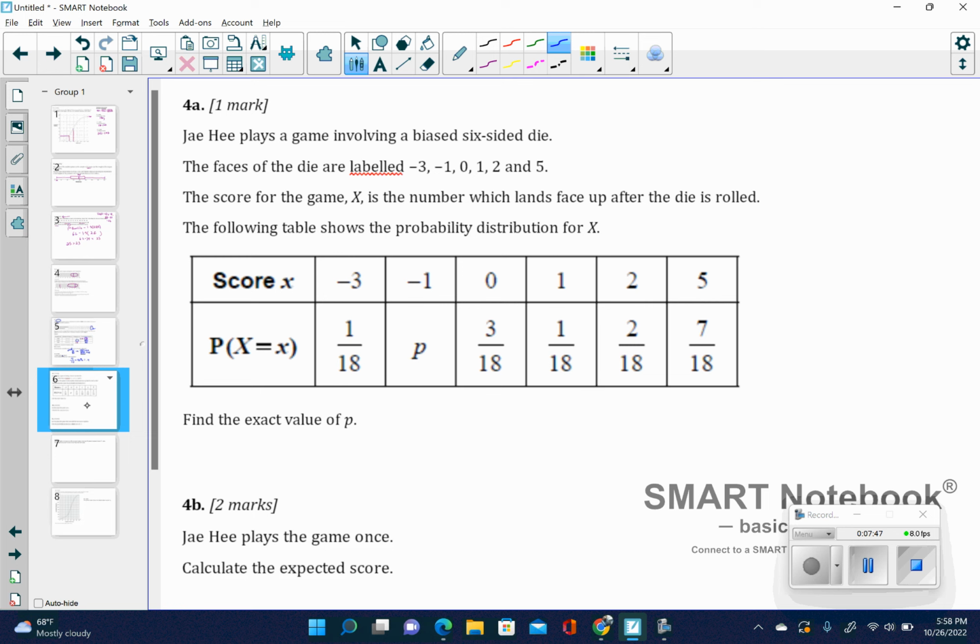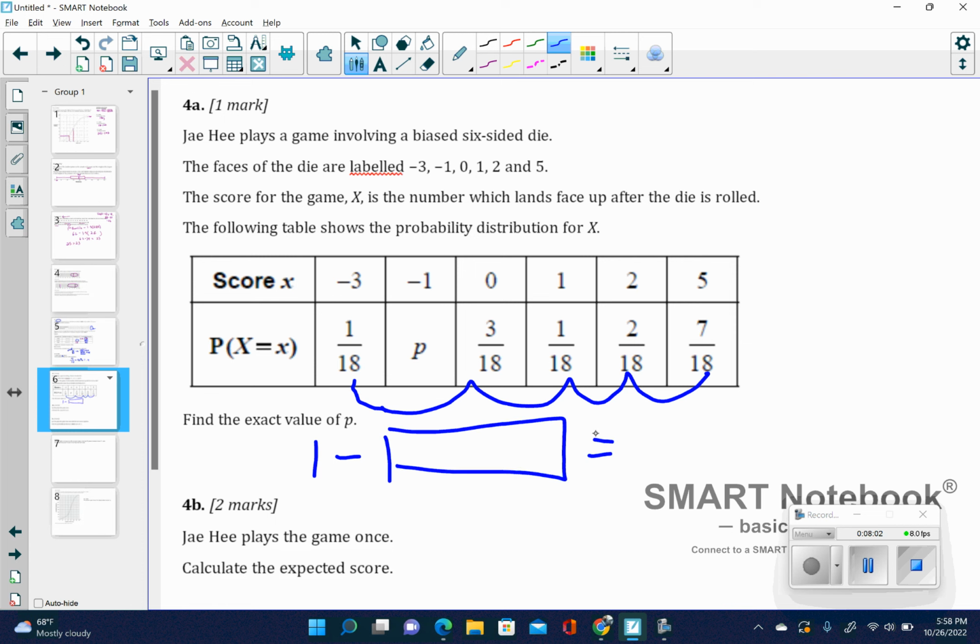All right. For the next one right here, find the exact value of p. The easiest way to do that is take all of these numbers that we have, this one, this one, this one, and this one, add them up, and then subtract it from 1. So 1 minus the sum of all of that, and when you do that, you would have gotten 4 out of 18. You should actually do that yourself to make sure.